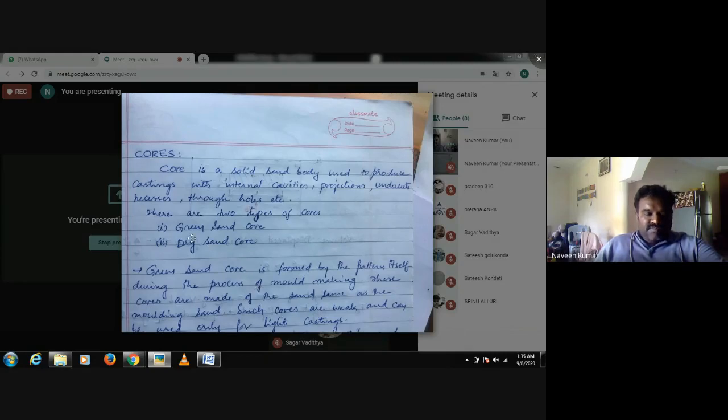Next, cores are of two types. First one, green sand core. Second one is dry sand core.